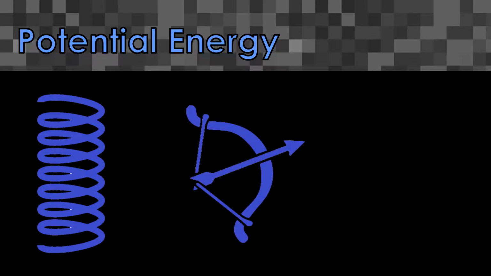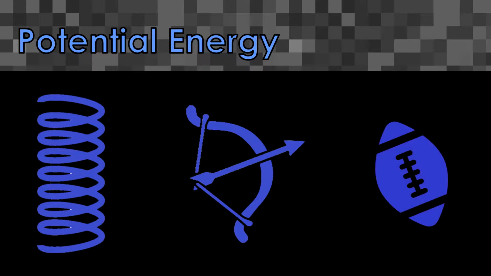Let's look at a few examples to help illustrate potential energy. So one would be a coiled spring, one that's pushed all the way down before it releases. Another example would be a bow and arrow, where the bow is pulled back, or even the arm of a quarterback right before they're about to throw a ball. The potential energy is found right before some sort of work or movement.